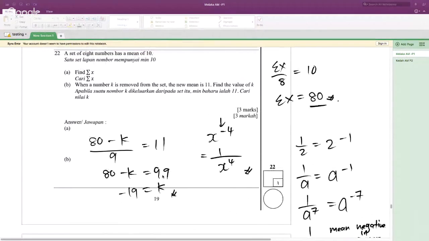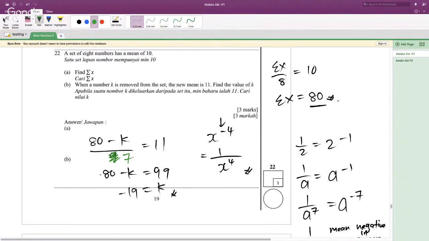So when a number k is removed, 10 numbers, oh, it's 8 numbers. So here remove 1, thanks for that. This remove 1 is 7, isn't it? This 80 minus k equals 77. So k equals 3. Is that correct?